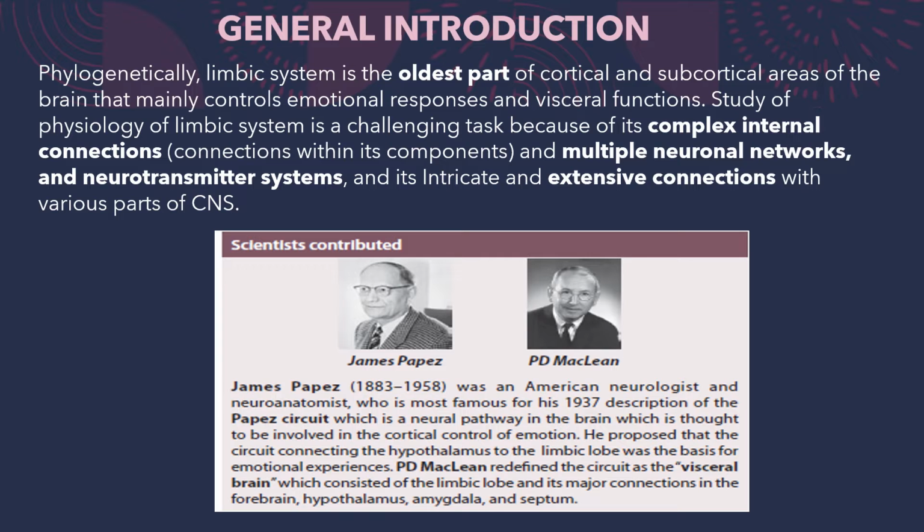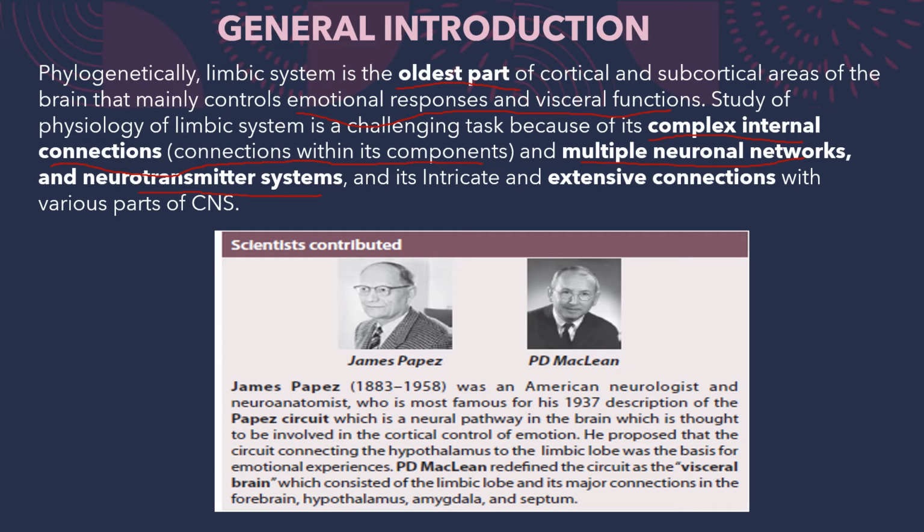Phylogenetically, the limbic system is the oldest part of the cortical and subcortical areas of the brain that mainly controls emotional responses and visceral functions. The study of the limbic system is a challenging task because of its complex internal connections, that is, connections within its components, multiple neuronal networks and neurotransmitter systems, and its intricate and extensive connections with various parts of the CNS. Because of these various connections, studying the physiology of the limbic system is a little bit challenging.